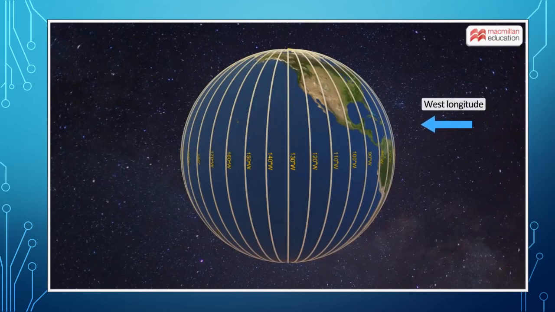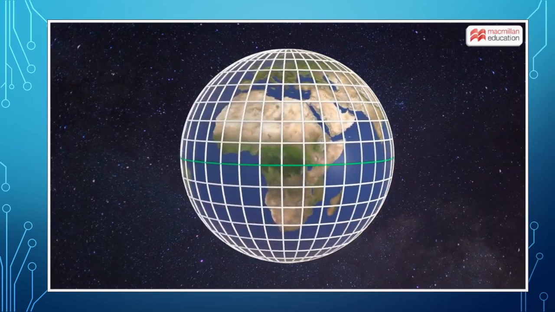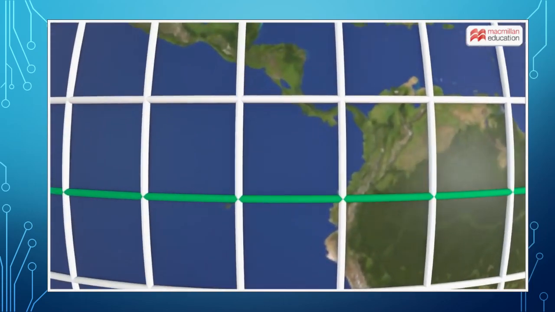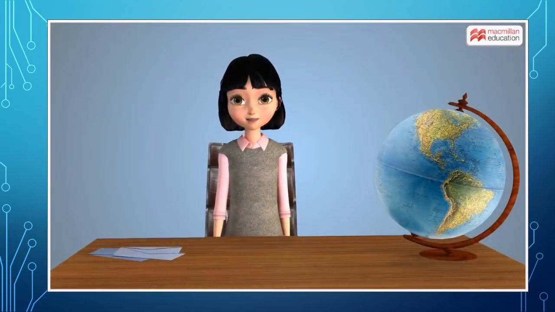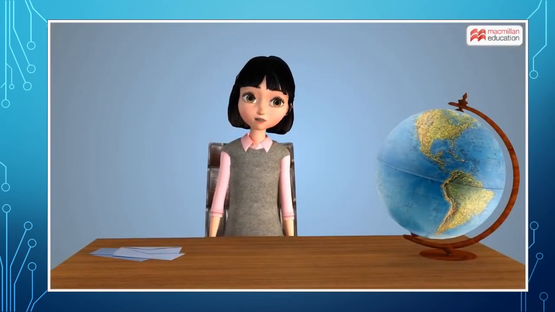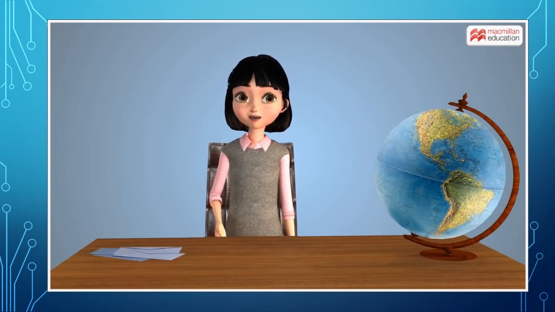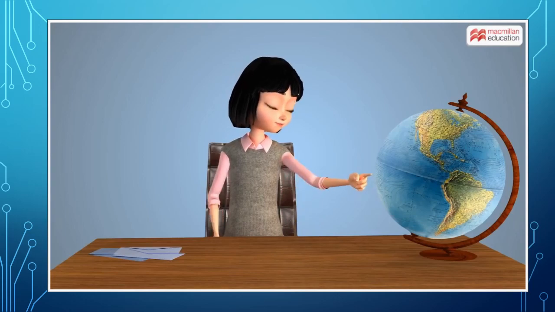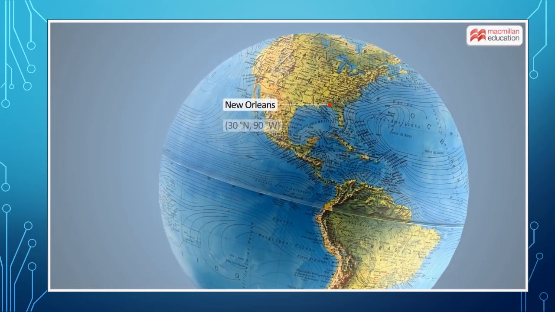Both the latitudes and longitudes form a grid in which they intersect each other at right angles. So, for locating a place on Earth, you need to read the degrees of latitude and longitude. For example, the city of New Orleans is located at 30 degrees north and 90 degrees west.